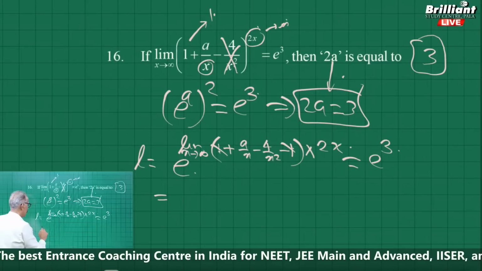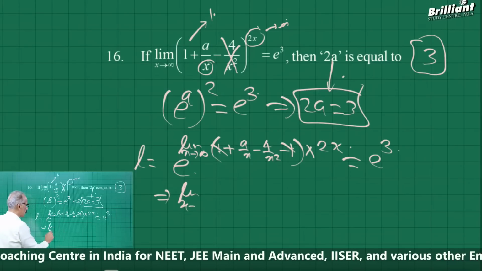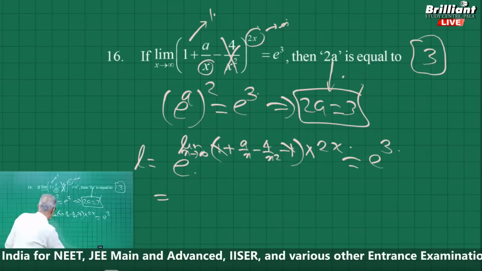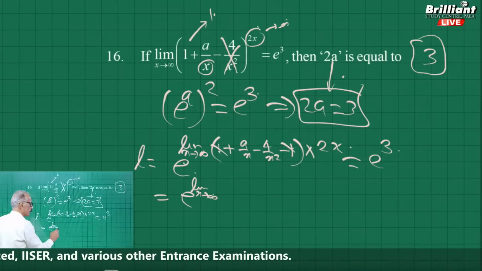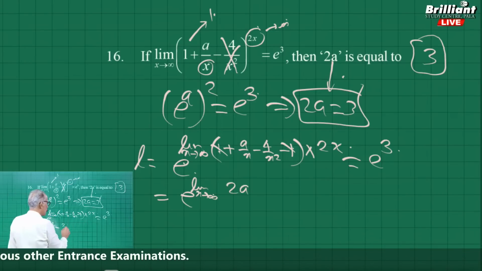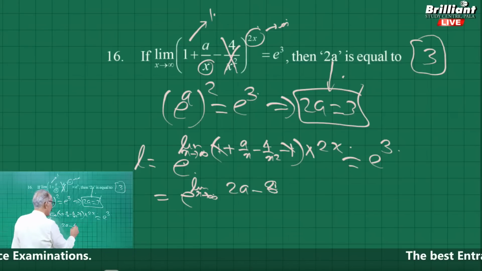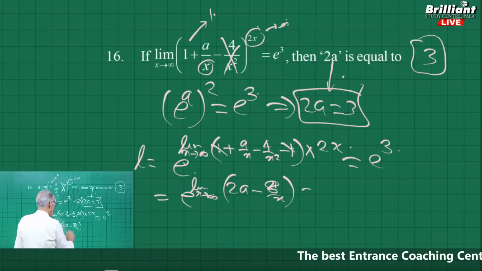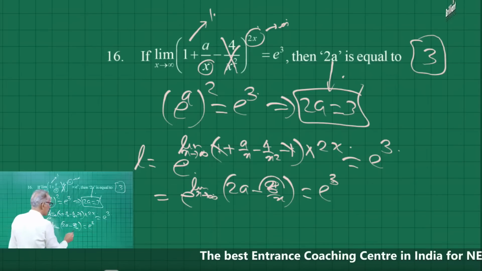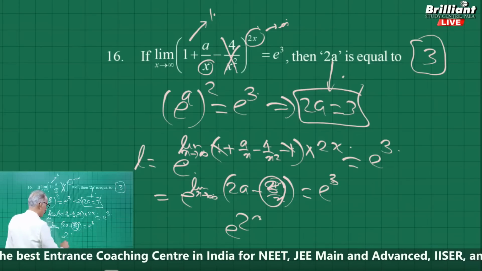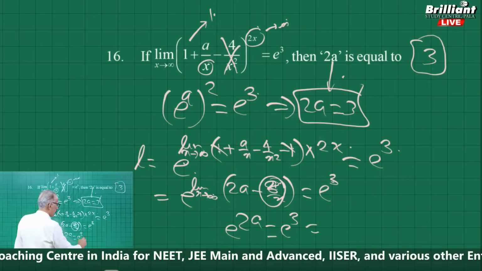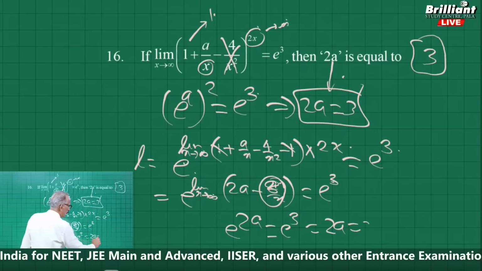That is, limit e raised to limit x tends to infinity, opening the bracket, 2a minus 8 by x, equal to e cube. Now x tends to infinity, this 8 by x is 0. So e raised to 2a equal to e raised to 3. This is what I told you very quickly, 2a is equal to 3.